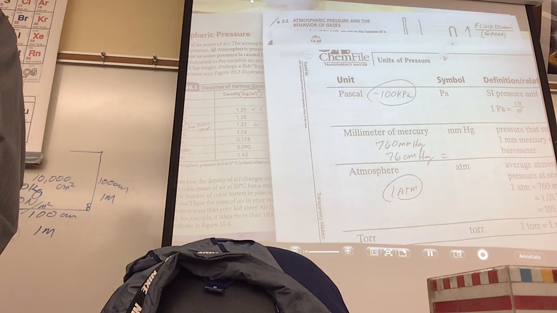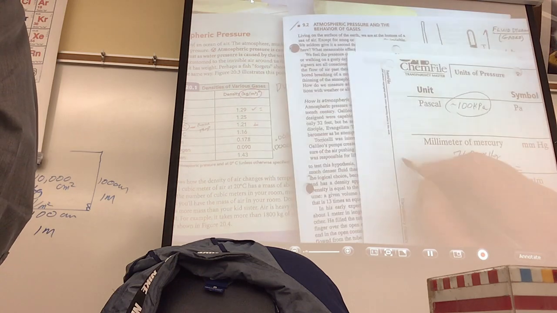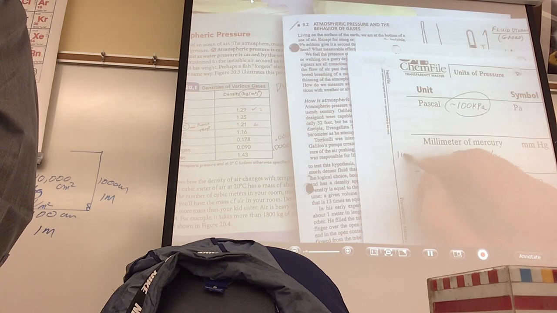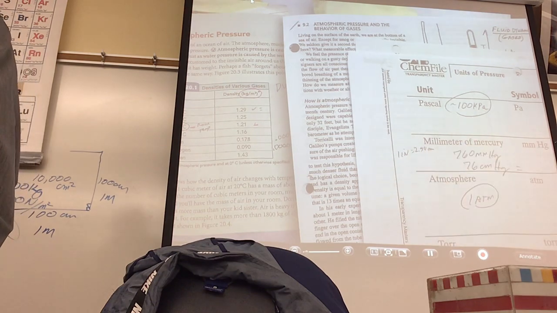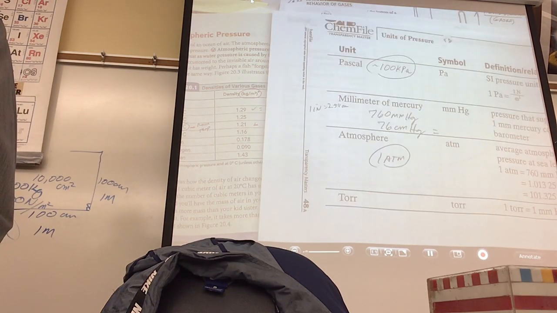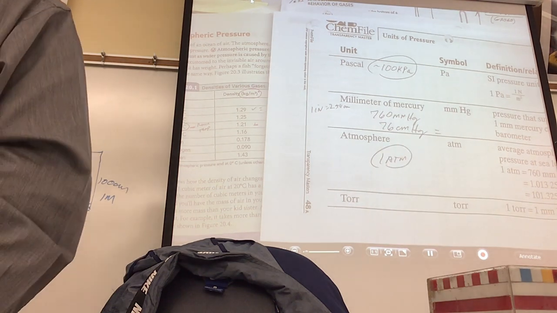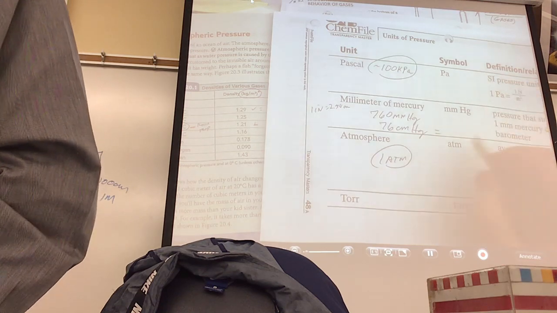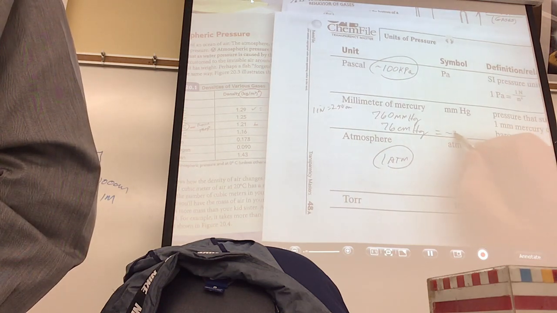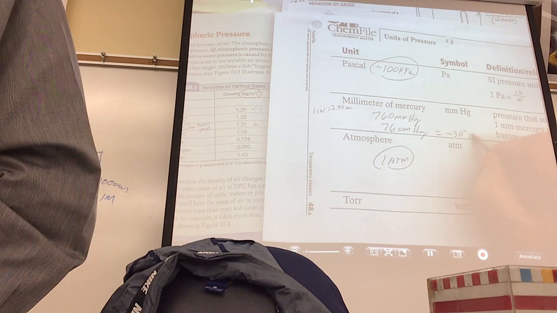What's the conversion factor? 1 inch equals 2.54 centimeters. Somebody do me a quick conversion there. So divide this by 2.54. 30? So 29 point something? Okay. It's very, very close to 30 inches of mercury.